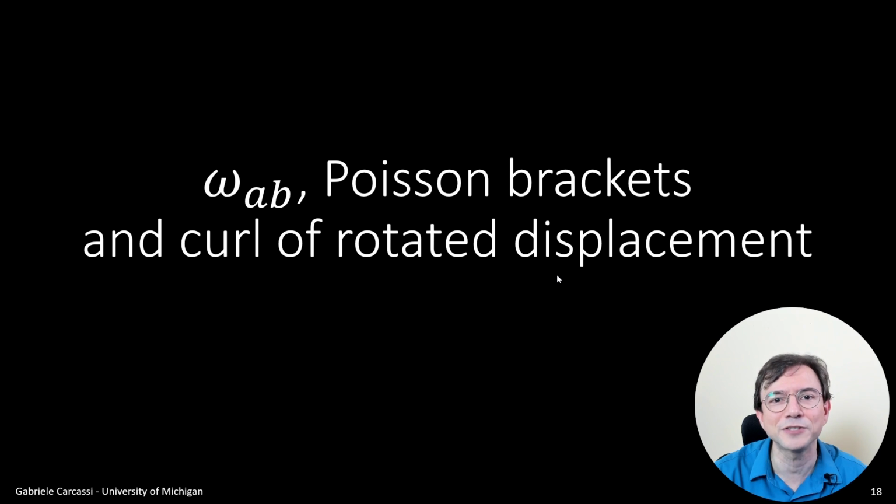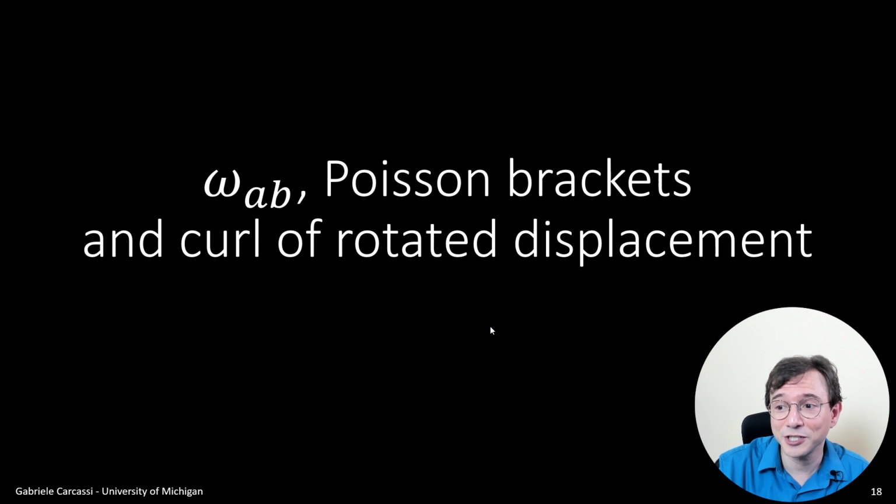Okay, so these were characterizations in terms of Jacobians, densities and volumes. Now we have another set of characterizations that are a little bit more complicated, but these turn out to be more important because they generalize. And so we are going to look again at this omega, which was this matrix that we thought of before as a rotation. We are going to look at Poisson brackets. If you have studied Hamiltonian mechanics, hopefully you know what these are. And then we're going to look at the curl of the rotated displacement. Instead of the divergence of the displacement, we're going to look at the curl of the rotated displacement. So let's go and see it.